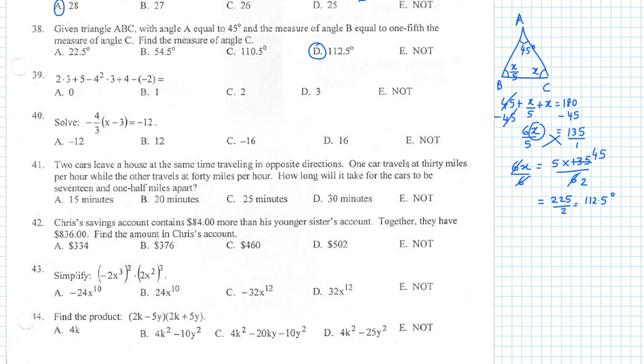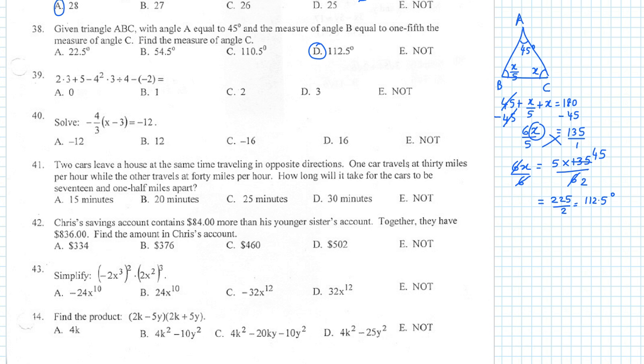Question 39. What's the answer to this expression? 2 times 3 plus 5 minus 4 squared times 3 divided by 4, and then minus of minus 2. We have to be very careful in these type of questions. The sequence of operations is extremely important.